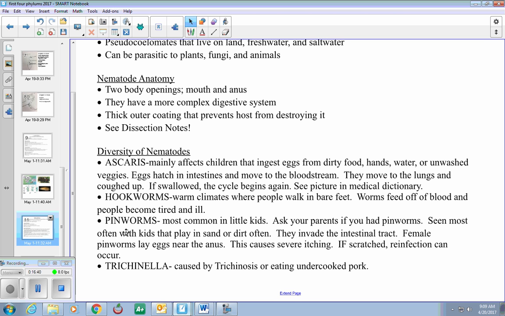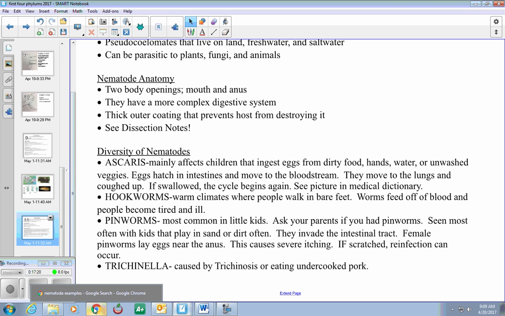Pinworms are not uncommon, especially if you live in a sandy area or had a sandy play area at home. And so you get these little pinworms, and they basically cause severe itching. You can take a pill and get rid of them really easily, though, so don't worry. Trichinella is caused by trichinosis, or eating undercooked pork. And that is one of the reasons they always tell you to cook pork for 350 and make sure that its internal temperature is high enough, etc.